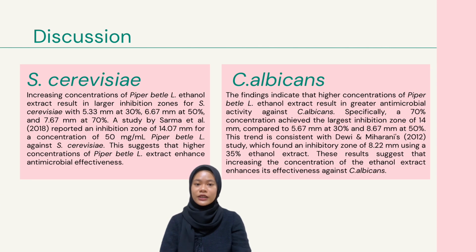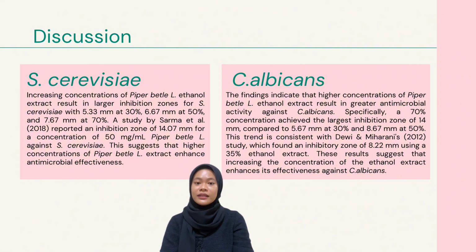For antifungal activity, increasing concentration of Piper betel ethanol extract resulted in a larger inhibition zone for Saccharomyces, with 5.33 mm at 30%, 6.67 mm at 50%, and 7.67 mm at 70%. A study reported an inhibition zone of 14.07 mm for a concentration of 50 ml Piper betel against Saccharomyces. This suggests that higher concentration of Piper betel extract enhances antimicrobial effectiveness.